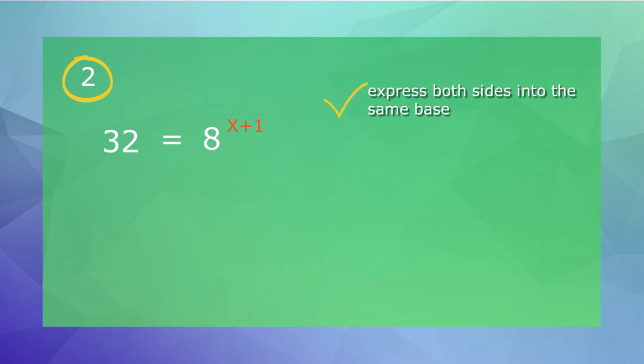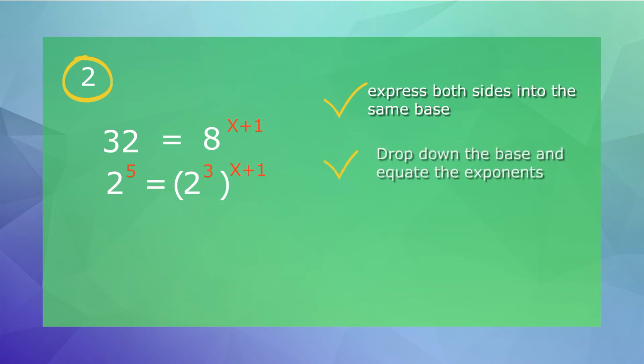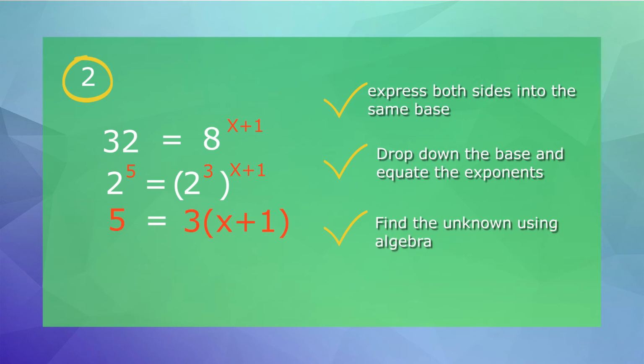So let's rewrite the equation. 2 to the power of 5 is equal to 2 to the power of 3 multiplied to x plus 1. Now that we have made the bases equal, we can now drop them and equate the exponents. So it will be 5 is equal to 3 times x plus 1. Then let's do the algebra to find the unknown.